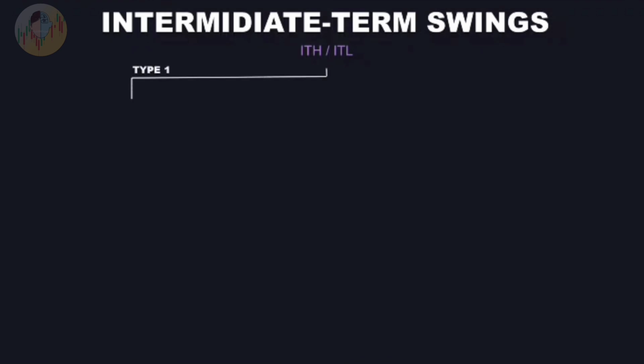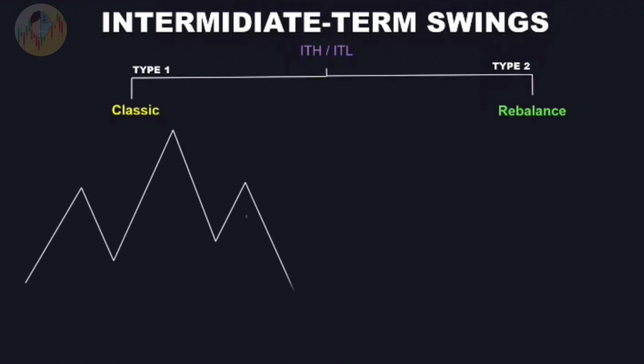Now, let's discuss intermediate-term swings, which are among the most significant swings in market structure. There are two types of these swings. The first type is classic intermediate-term swings, and the second type is rebalancing intermediate-term swings. Let's first take a look at the classic intermediate-term swings. In the market, we observed that it created a swing here, another swing there, and established a swing high at this point. Now, we have three swing highs.